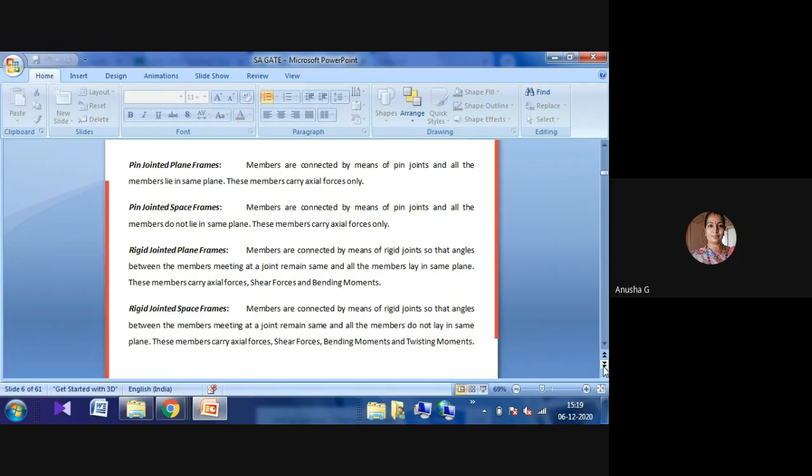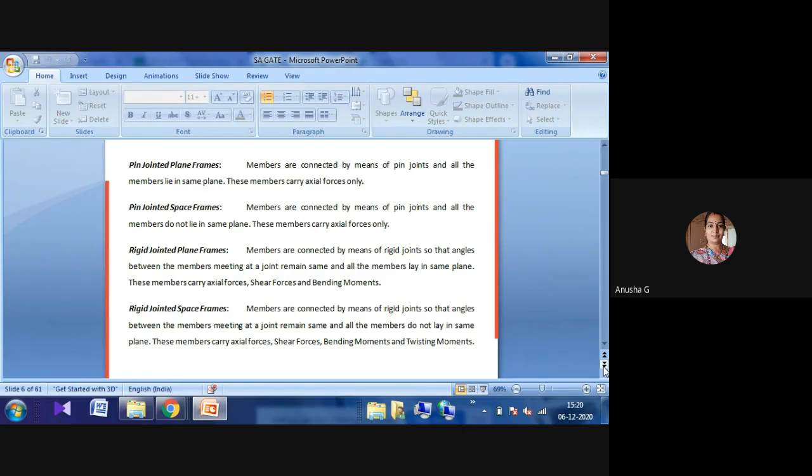Members are connected by means of a rigid joint, so that the angles between the members meeting at a joint will remain the same, and all the members lie in the same plane. These members carry axial forces, shear forces, and bending moments. Whatever we are solving in our problems are all rigid jointed plane frames. The last one is the rigid jointed space frames.